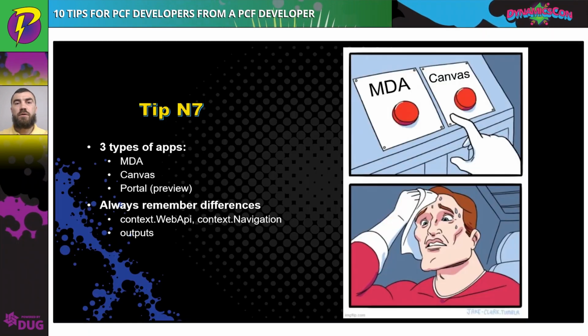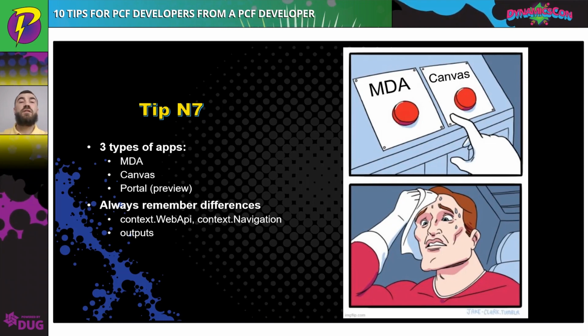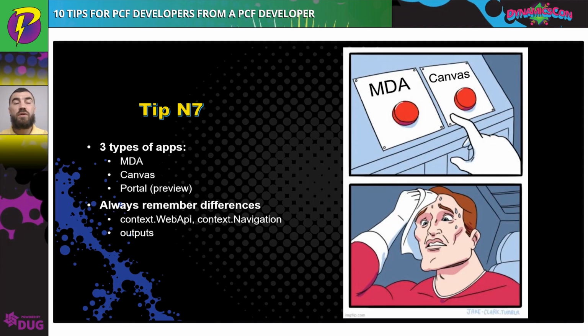And tip number 7. Remember the features of the particular running environment that you will use. At the moment, Power Apps component framework supports 3 types of runtime environments: model-driven apps, canvas apps, and portal apps, which are in preview, but anyway you can start playing with it and build controls for it.